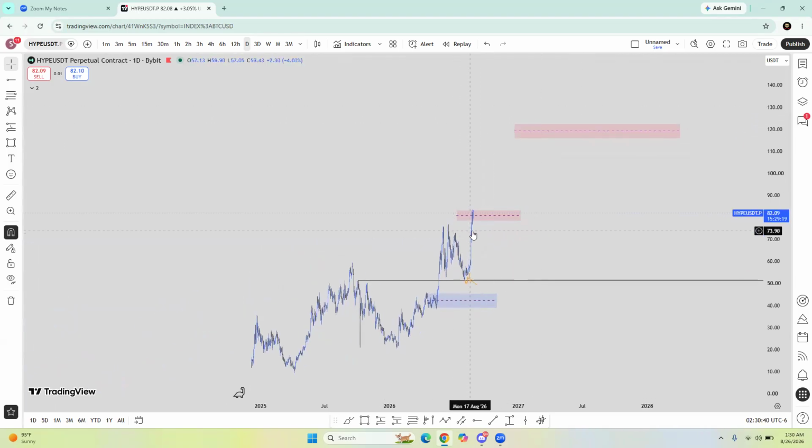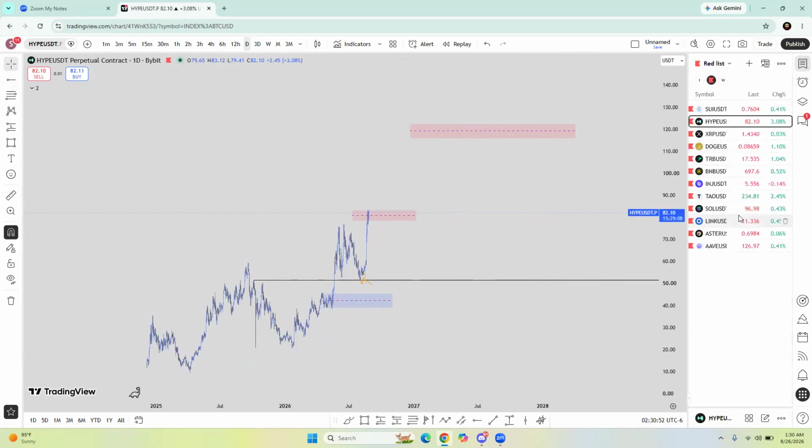I'm out. I sold somewhere here at the 74 to 75 zone. I didn't expect it to hold up here. So yeah, HYPE, I'm out. ETH I gave you already.